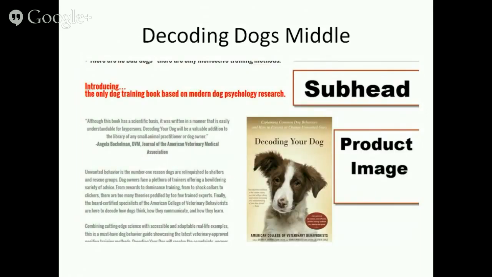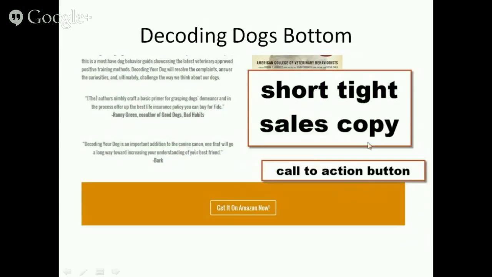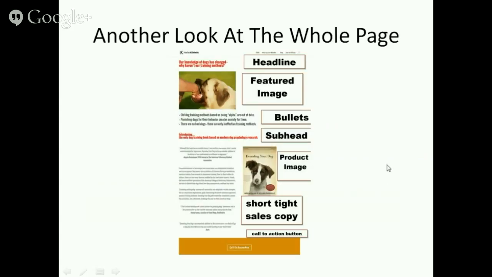There is a cover of the book taken from Amazon, and there is the start of the copy. And that's what the middle of the pre-sale page looks like. And here's the bottom. So once again, a short, tight copy and call to action button. So let's take another look at the whole page. Headline, featured image, bullets, subheads, product image, short, tight copy, call to action.